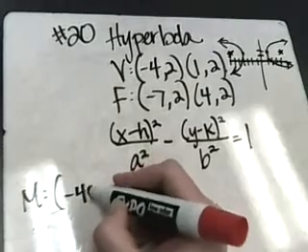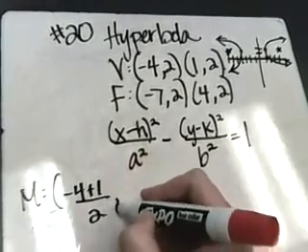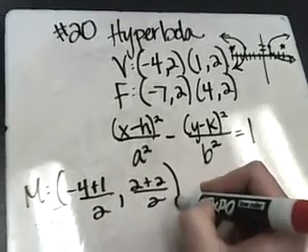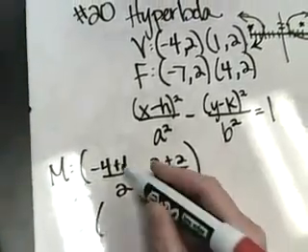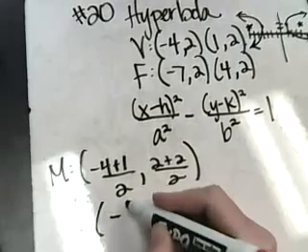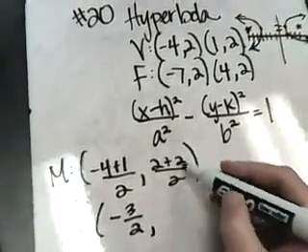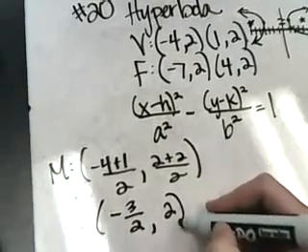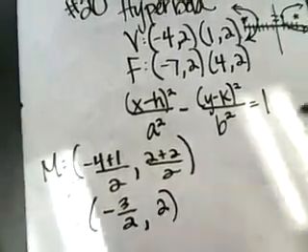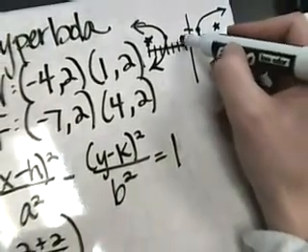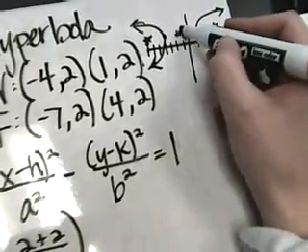So -4 plus 1 over 2 and 2 plus 2 over 2, which would give me -3 over 2 and 4 over 2, which is 2. -3 over 2, remember, is -1.5. So if I look over here at my graph, I've got -1.5 and up 2. There's my center.